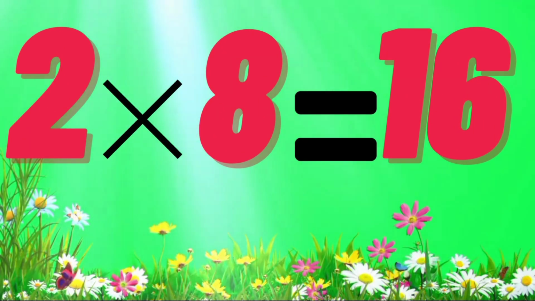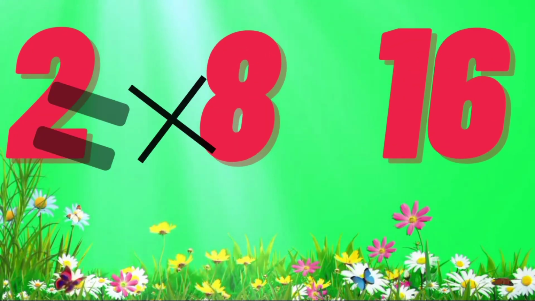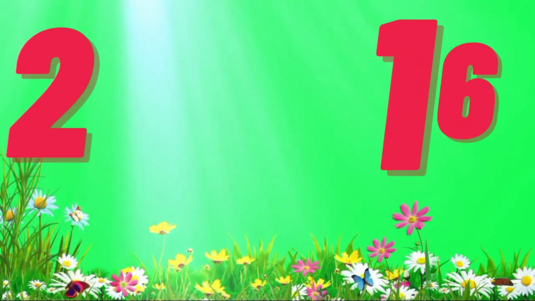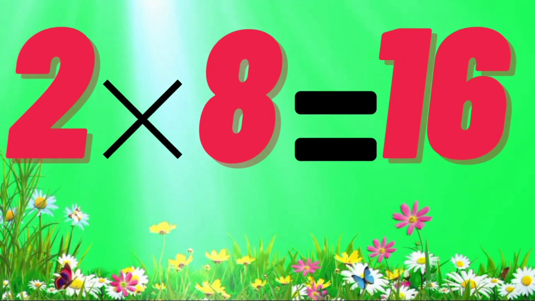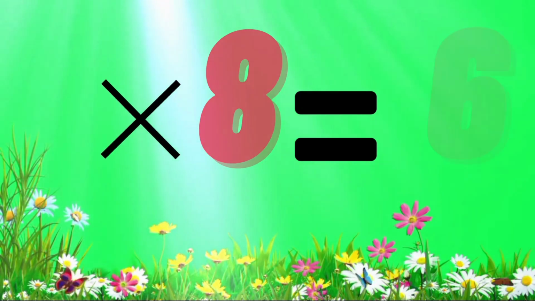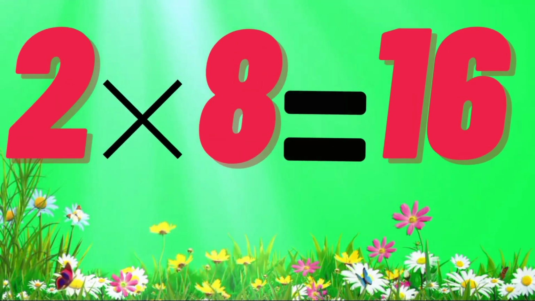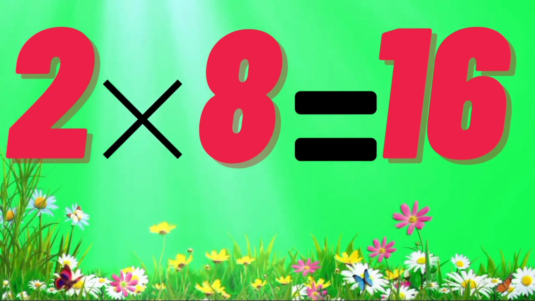2 8s are 16. 2 8 times become 16. 2 8s are 16. It means that 2 into 8 becomes 16. 2 8 times become 16.